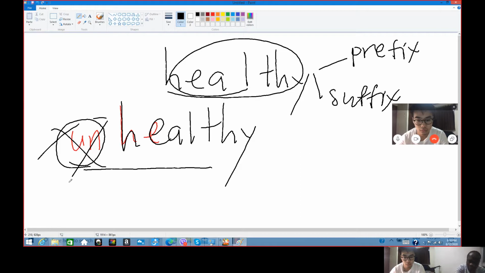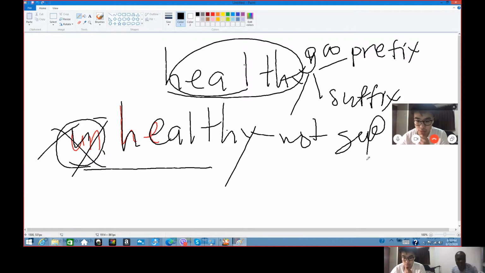There's a prefix. Healthy means you are good. Your health condition is good. But if I say unhealthy, it means that it is not good. So this one changed from good to not good. We call this one derivational.